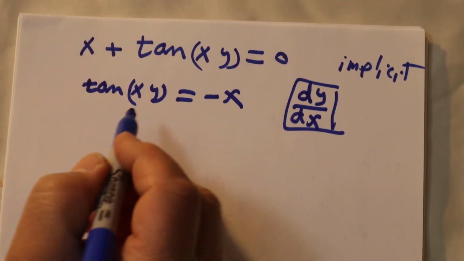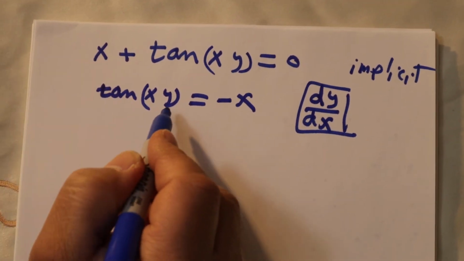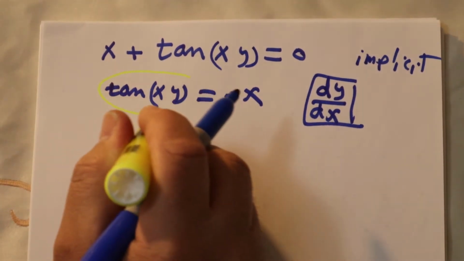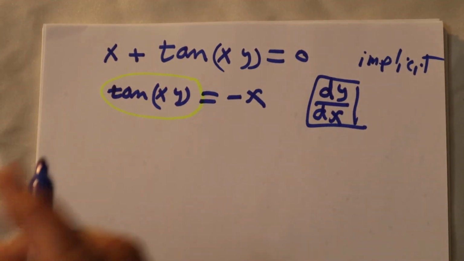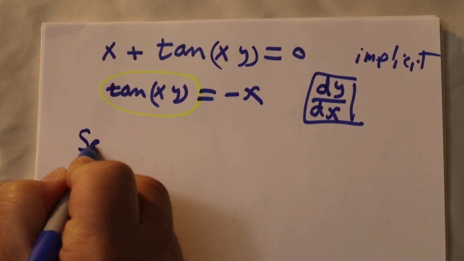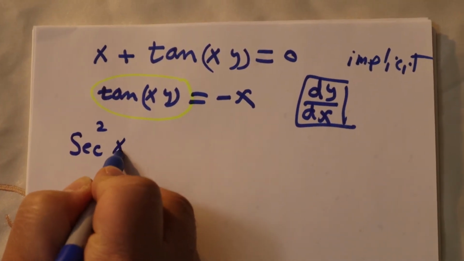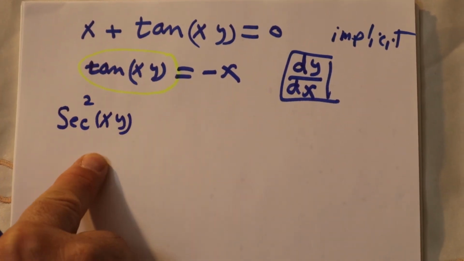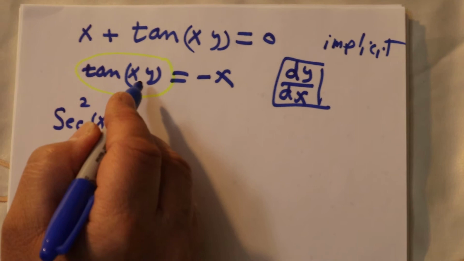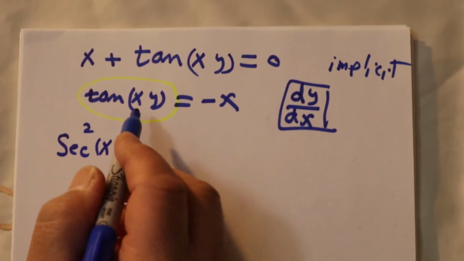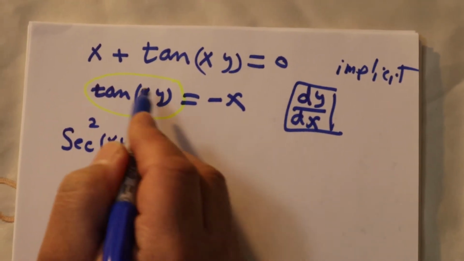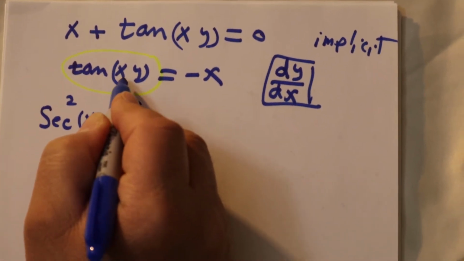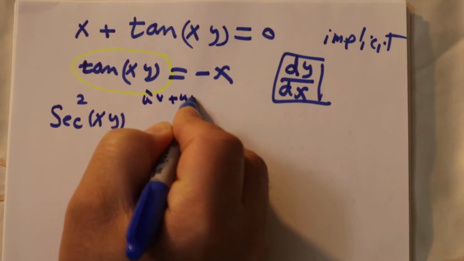Let's do that. Derivative of the whole function here, tangent. The derivative of tangent, as we know, is secant square. Secant square xy. Secant square and whatever it has, this function. And then go deeply inside, apply the chain rule, and find the derivative of xy. The derivative of xy will be u dash v plus uv dash.